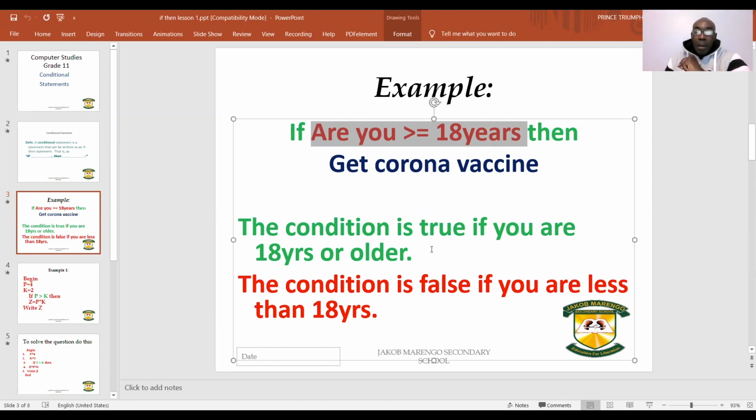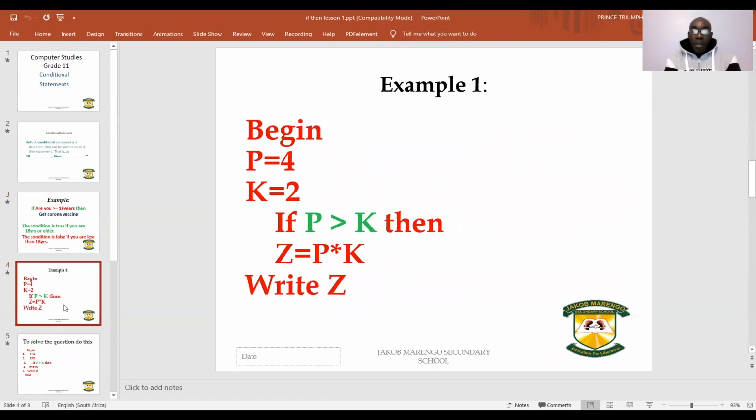So let us test it now. Let's assume you are 20 years. If you are 20 years, is the condition true? Yes, because you are older than 18. Then what will happen? The computer will write, get corona vaccine. Let us assume you are 12 years. Will the condition be true? No, the condition will be false. What will the computer write? Nothing.